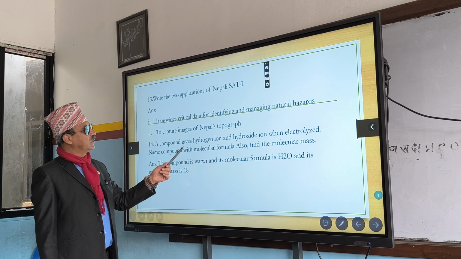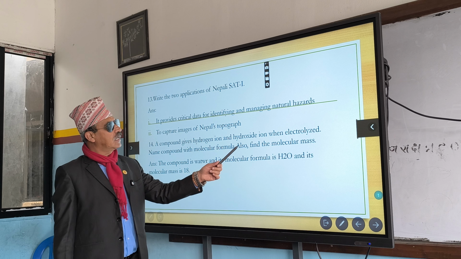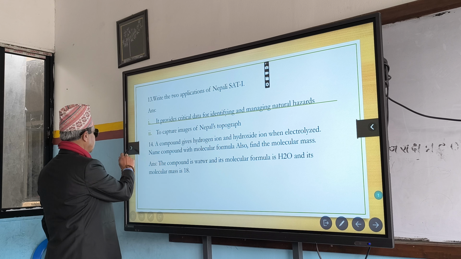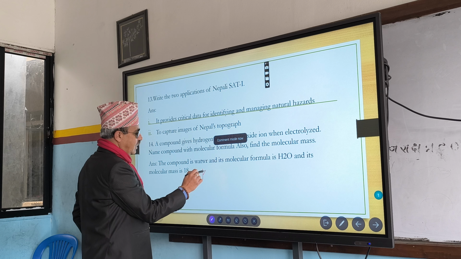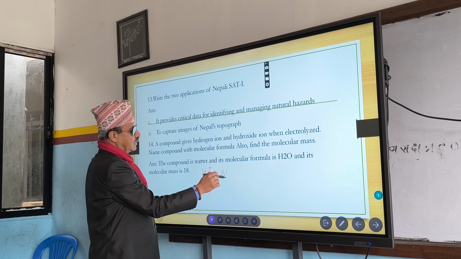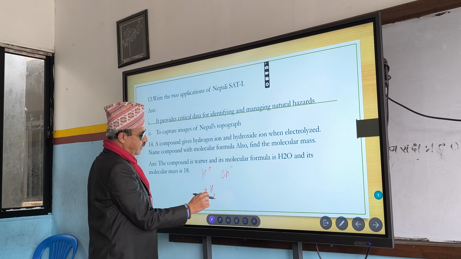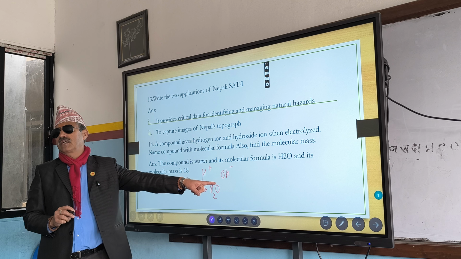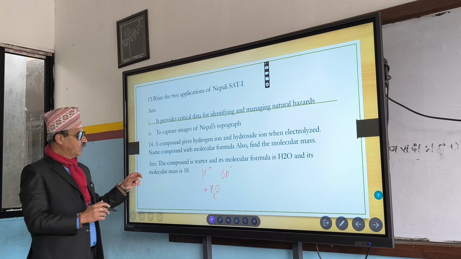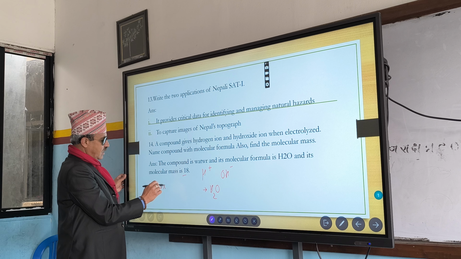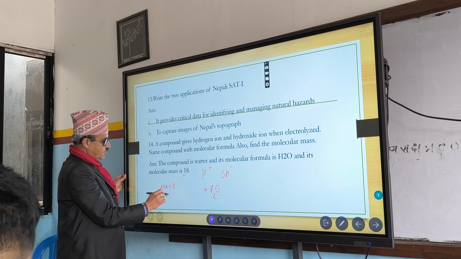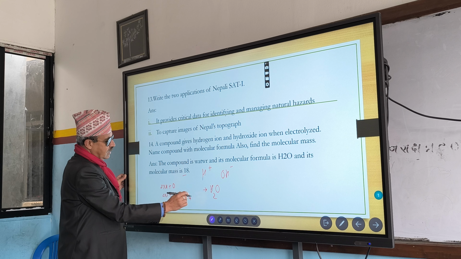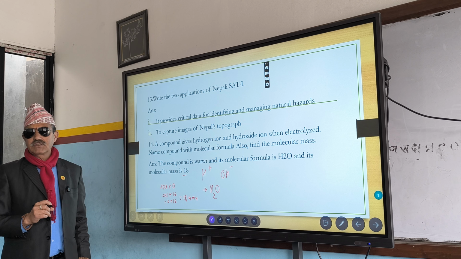Number 14. A compound gives hydrogen ion and hydroxide ion when electrolyzed. Name the compound with molecular formula, also find the molecular mass. What is given here? It gives hydrogen ion and hydroxide ion. What is the name of the compound? Water. Water gives hydrogen ion and hydroxide ion. Then H2O, molecular mass is how much? 2 times H plus O, 2 times 1 plus 16, 2 plus 16 equals 18 AMU. Molecular mass you need to remember.